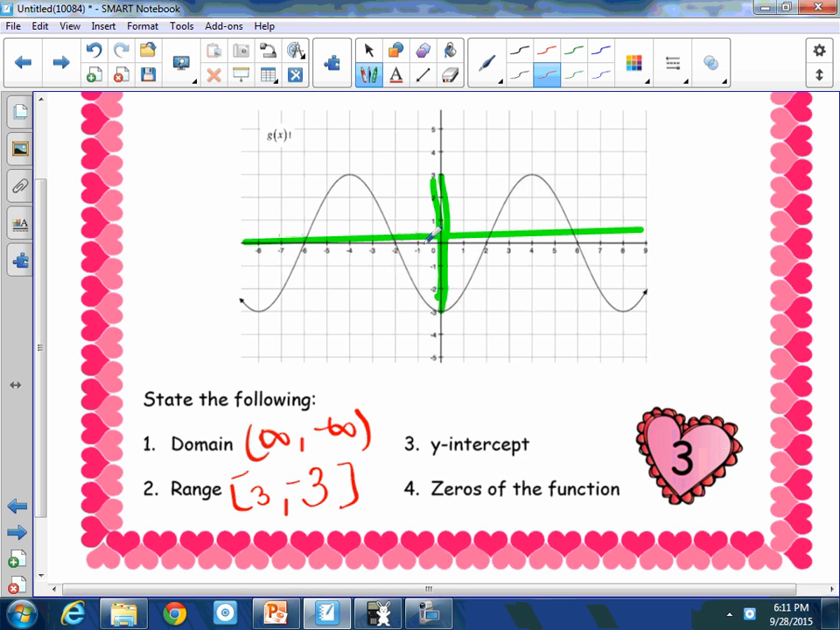Okay, the y-intercept. The y-intercept would be this guy right here, which is negative 3. And your zeros are those right there. And I'm just going to circle them in that blue that I have, okay? And I'm just going to label them on my graph. So there, there, there, and there. And I just did a little key over there to save time.